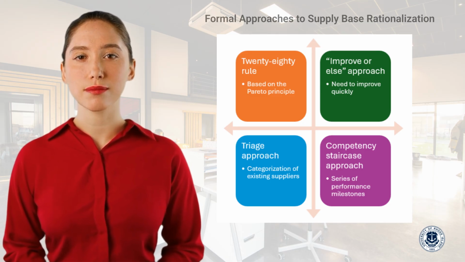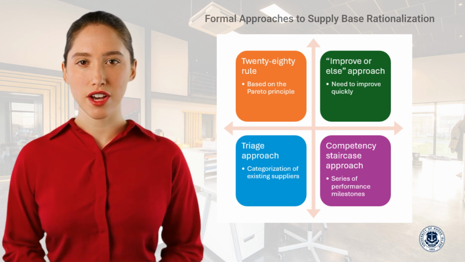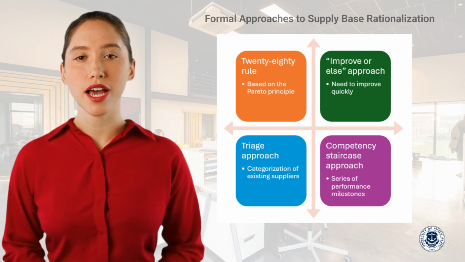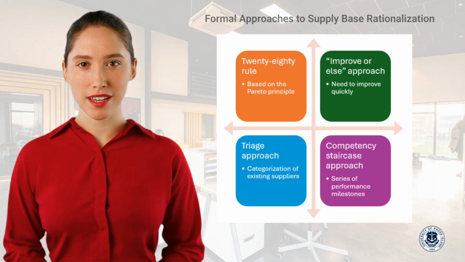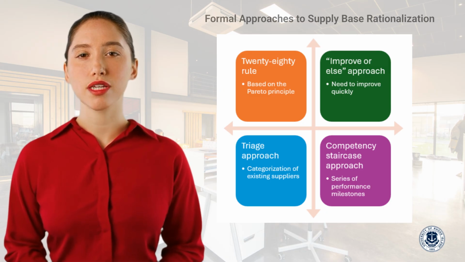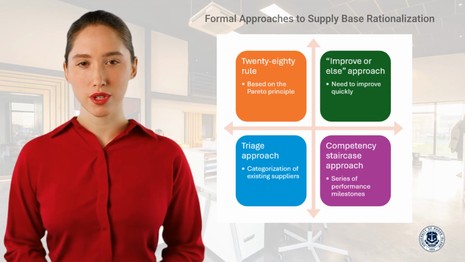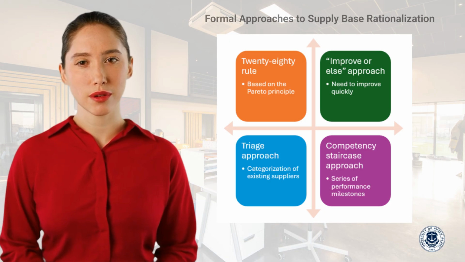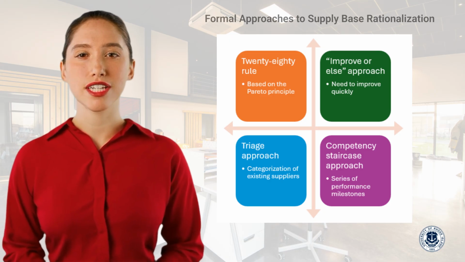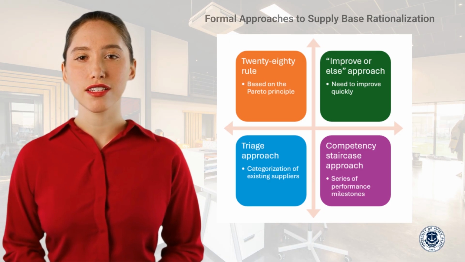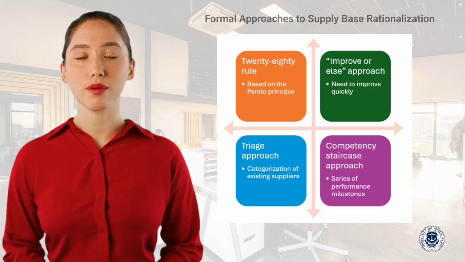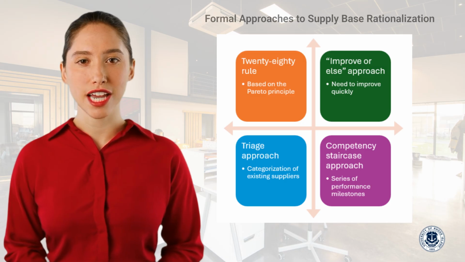The first approach is based on the Pareto principle, often called the 80-20 rule. The idea is that a small percentage of suppliers typically account for the majority of purchasing value, performance impact, or operational risk. In many companies, about 20% of suppliers account for roughly 80% of spend, or 20% drive 80% of quality problems, or 20% create 80% of innovation. So instead of treating every supplier equally, the firm prioritizes management attention.